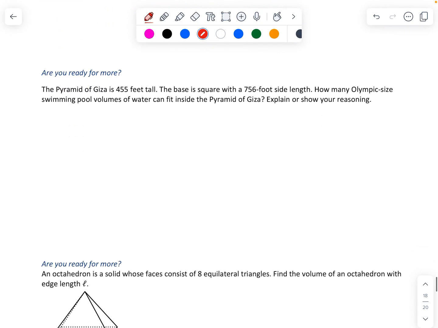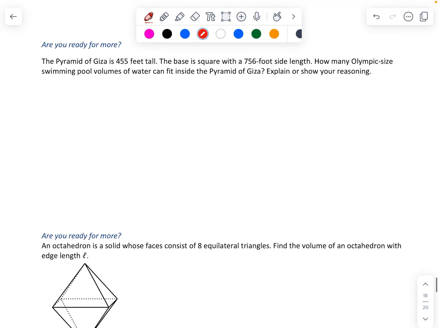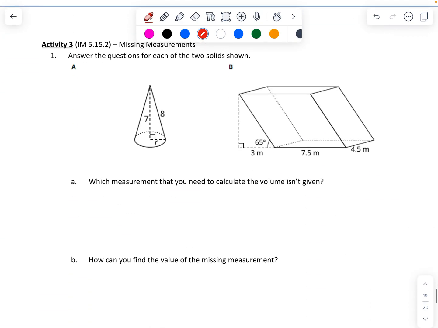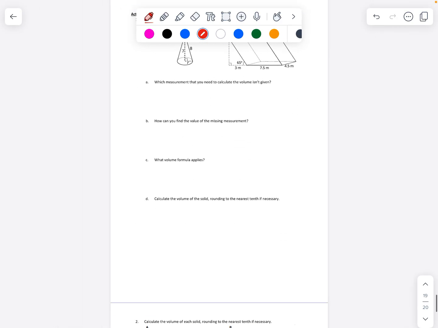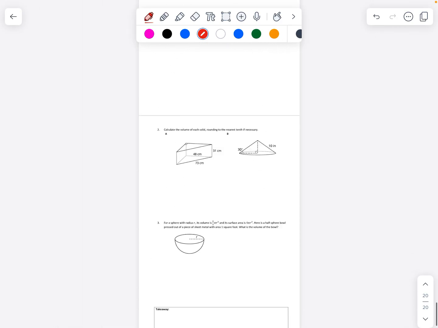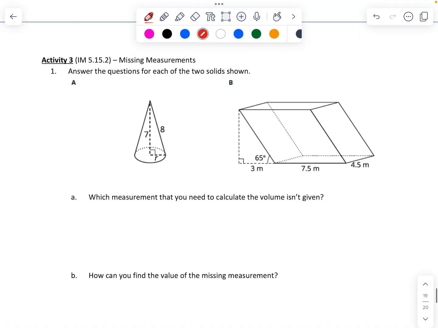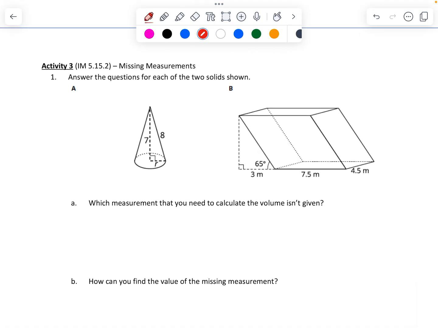All right, and you can try the Are You Ready for Mores if you want. There's 3 of them there. Otherwise, let's move on to activity 3. It's the last one of the semester. So pause the video now and you can try it.